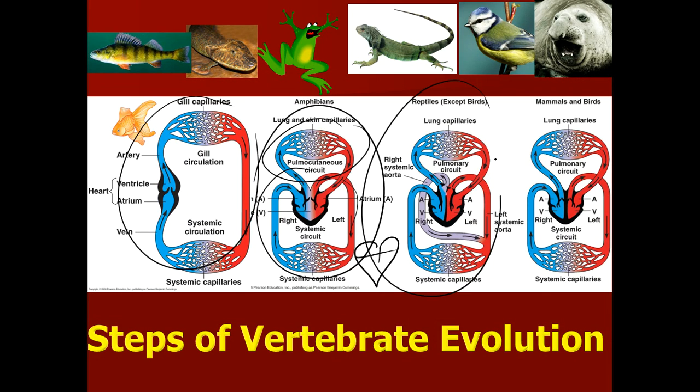If we look at reptiles, another step in evolution who evolved from the amphibians, they've got almost 2 separate circuits, but there's a little hole that actually allows blood that's oxygen poor to mix with the rich stuff.